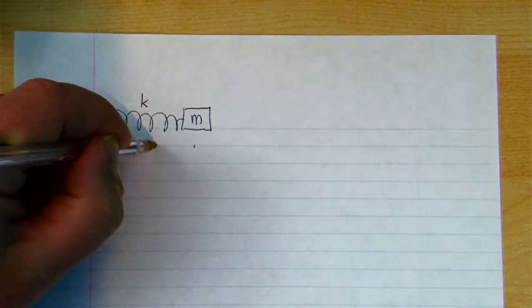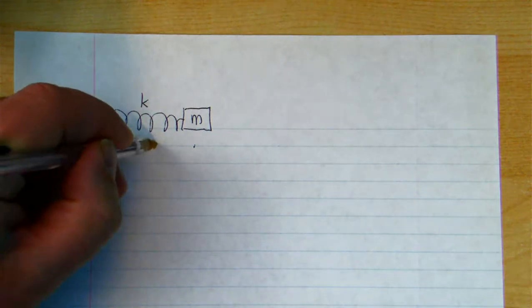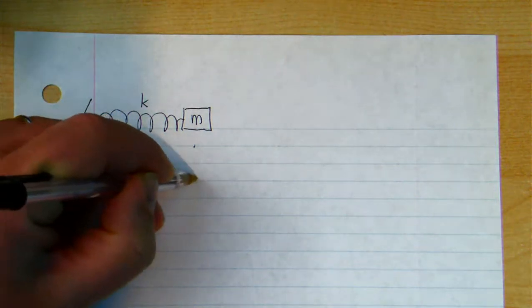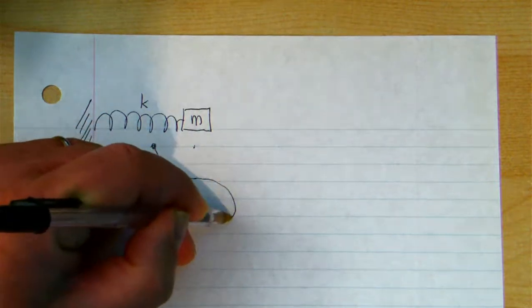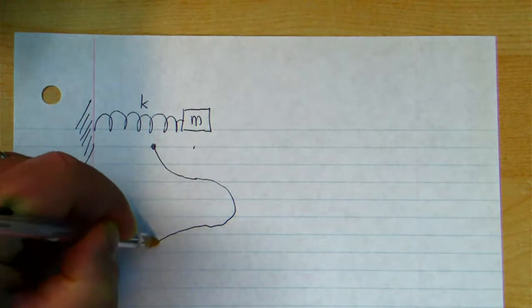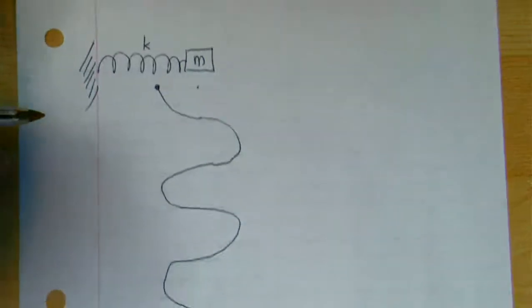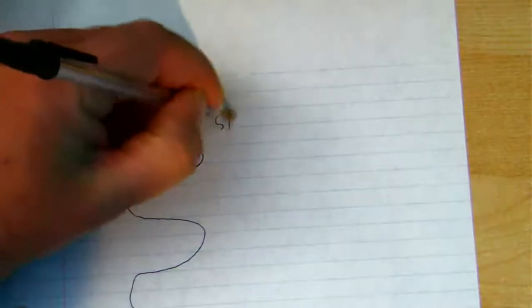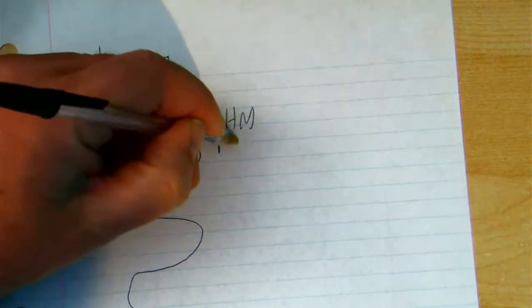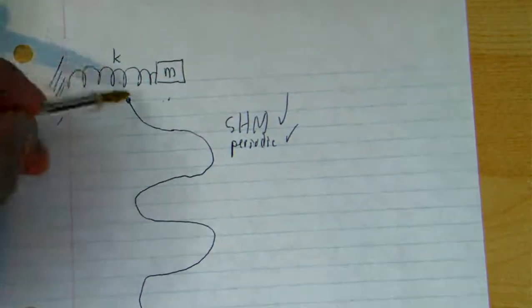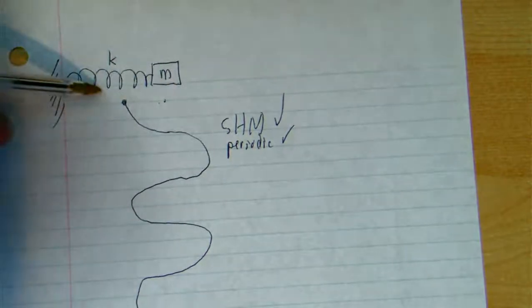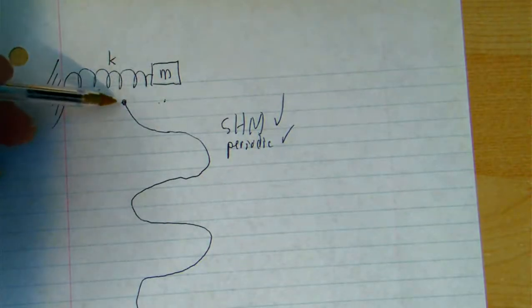would swing to the right, overshoot, and then swing to the left, overshoot, swing to the right, swing to the left. And what I'm crudely trying to show you is that it is a simple harmonic oscillator. It's simple harmonic motion, and of course, it's also periodic. So a mass vibrating or swinging back and forth on a spring is an example of simple harmonic motion.